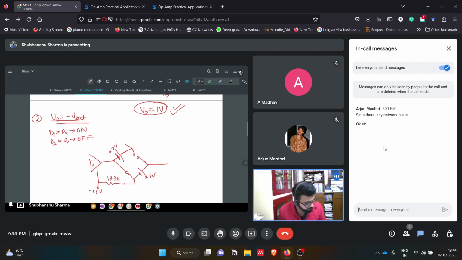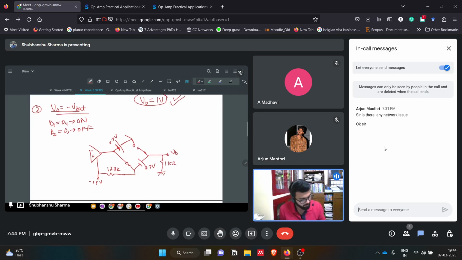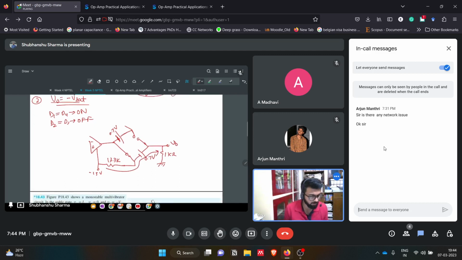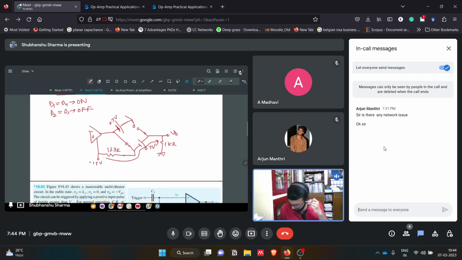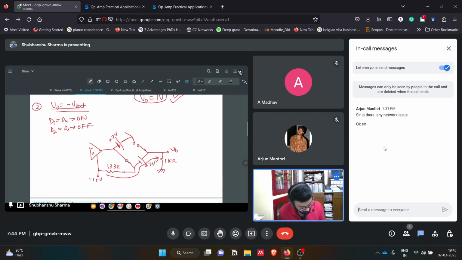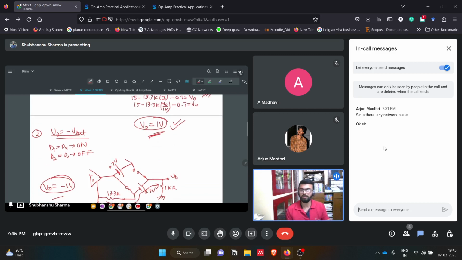Here again in the circuit you can see that we have V output, we have 1 kilo ohm resistance, and we have it like this. So again we can use KVL from here. KVL from here again we can get V output equal to minus 1 volt. Similarly, we solve this for the positive V sat situation.